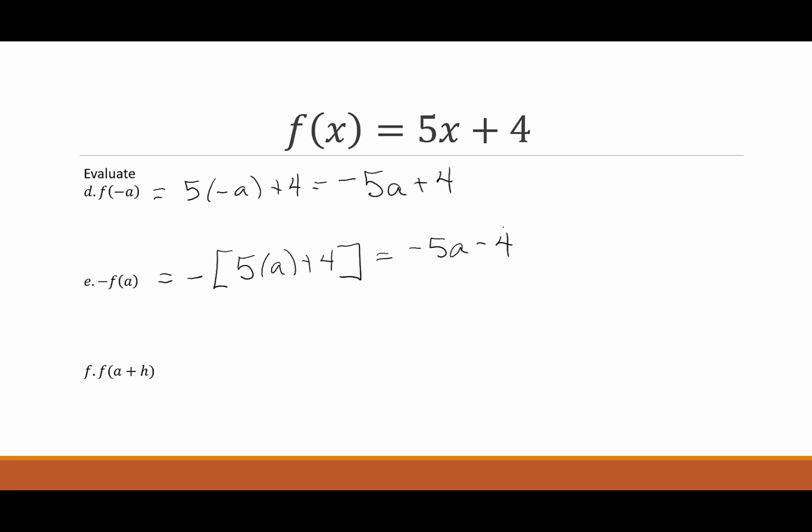F says do f of a plus h. So I'm going to go 5 times a plus h plus 4. I have 5 times a plus 5 times h plus 4. This doesn't simplify, that's okay. It's just getting used to the idea of doing whatever the function tells you to do.